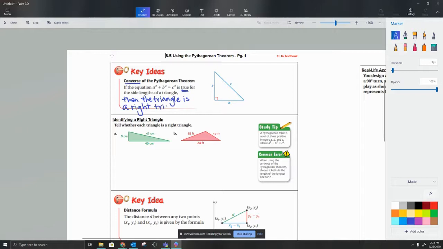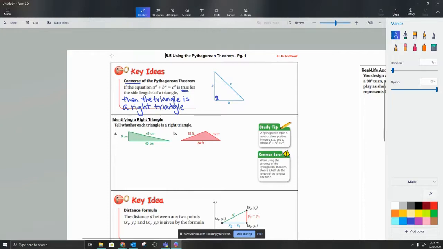Okay, so let's figure out what this means. So this example they show us right here, let's pretend like this little elbow, the little box in the corner, was not there for a second. Let's say we were just looking at this triangle. Now it looks like a right triangle, right? Like that looks like a right angle. As you guys are probably aware by now, just because something looks like it's true in math, it doesn't necessarily mean it's true in math. We have to prove it.